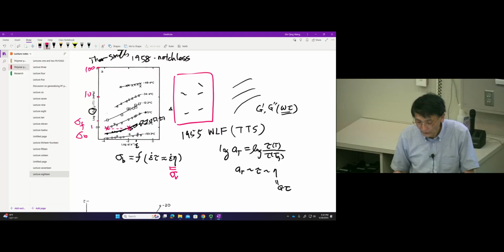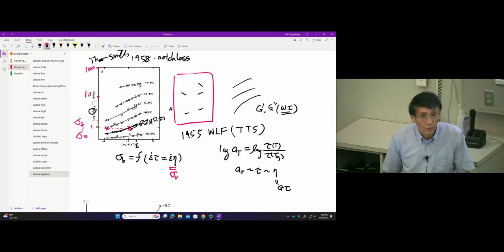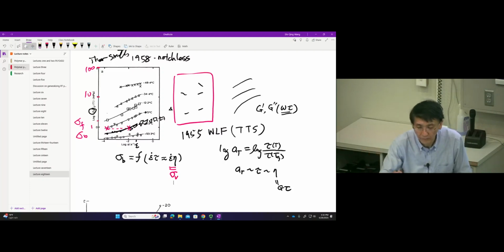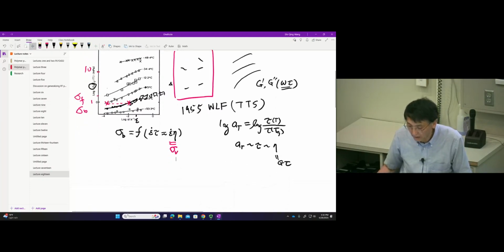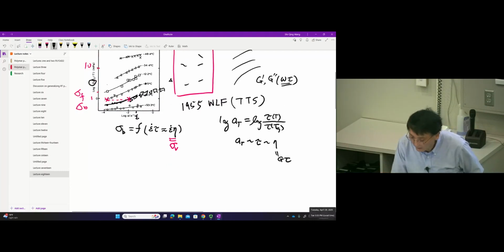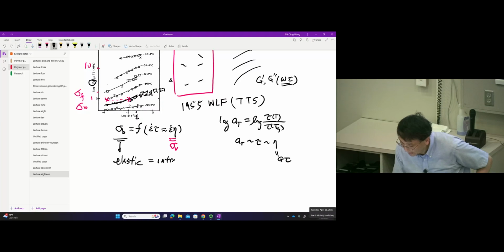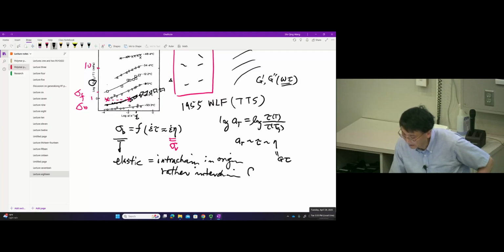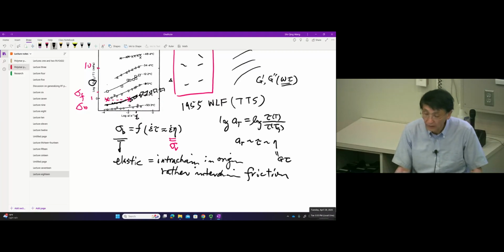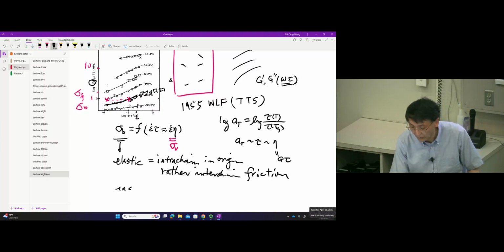Perhaps we are among the few who know enough about rheology to know that the origin of the stress is nearly entirely elastic, which means interchain in origin, rather than interchain friction. In fact, the way we prove that's the case is using so-called in situ birefringence. I'm only verbalizing it because I think otherwise I may run out of time.